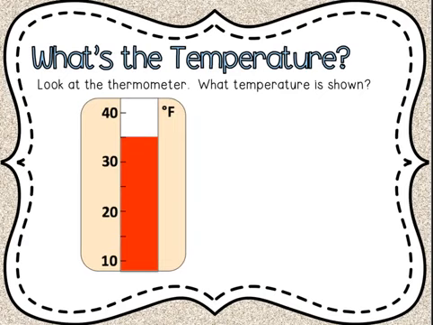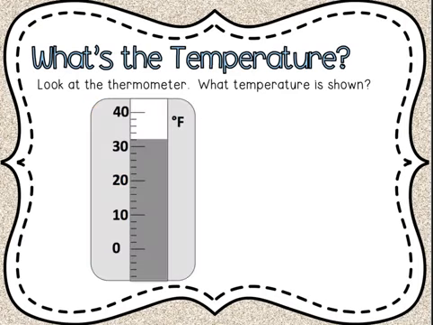Look at this thermometer and tell me what temperature is shown. Well, I can read my liquid, 10, 20, 30, and it's halfway in between 30 and 40. Unit of measure, we should get 35 degrees Fahrenheit. Okay, now it's your turn. Pause the video here and tell me what temperature is shown.